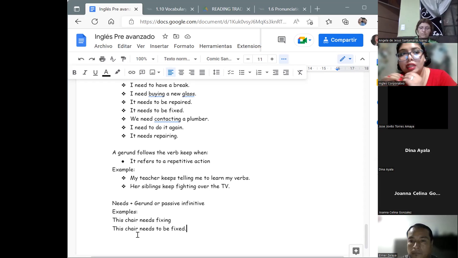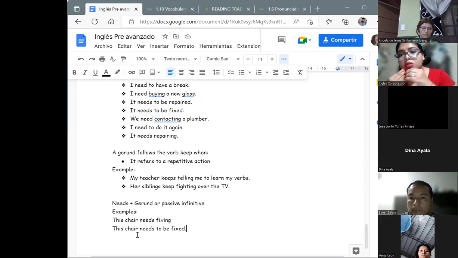In this case, it's something that is happening more than one or two times. Maybe it happened many times, like two, three, four times. In this case, it's something repetitive. And in the other one, her siblings keep fighting over the TV. This is not something new. This is something that happened all the time. So in that case, it's a repeating action.